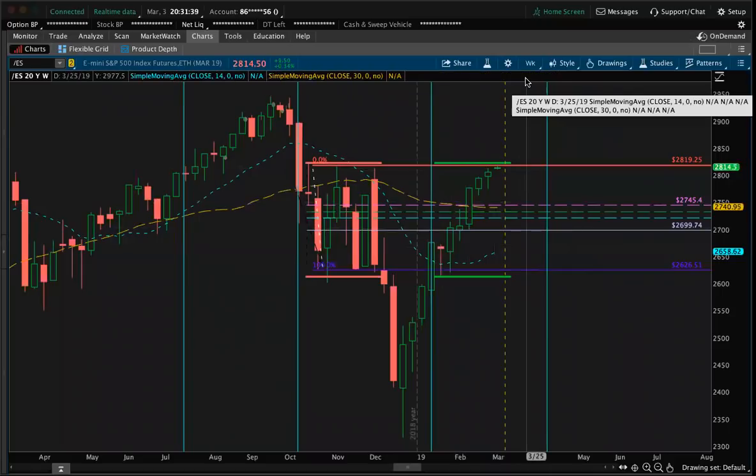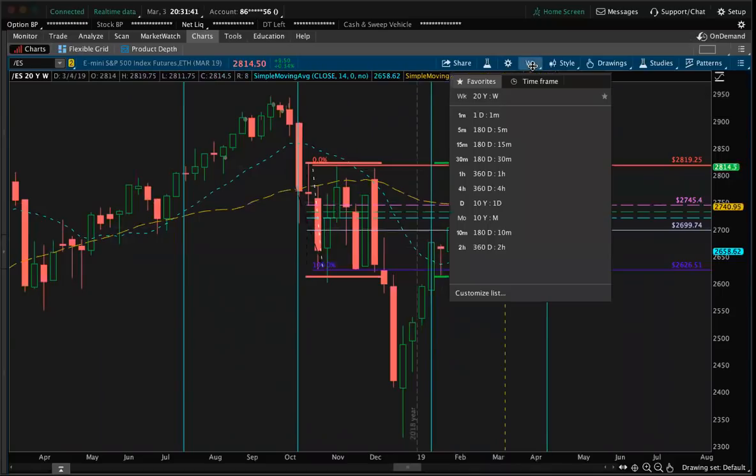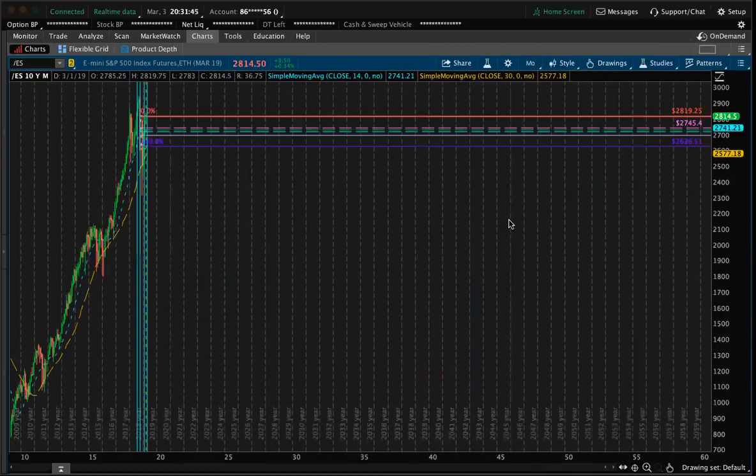I just want you guys to have an open mind. Don't be overly bullish and don't be overly bearish. This is why we trade price. This is very important. Now here's a monthly chart.